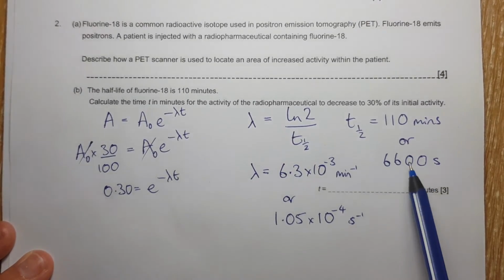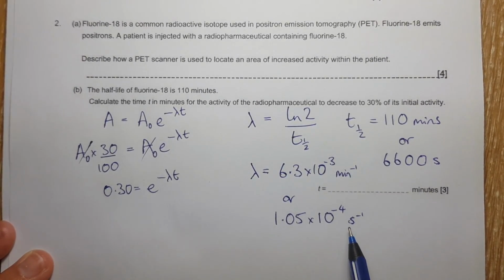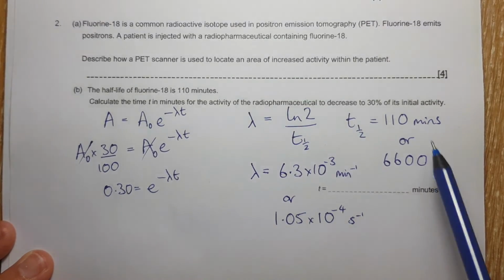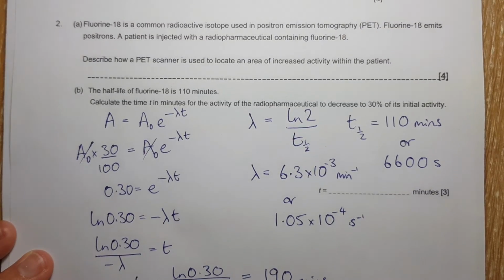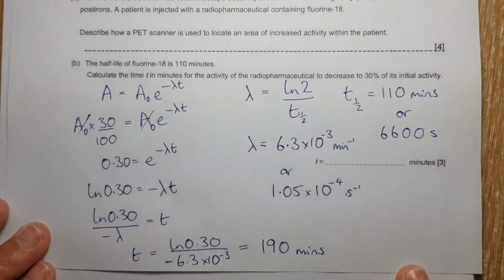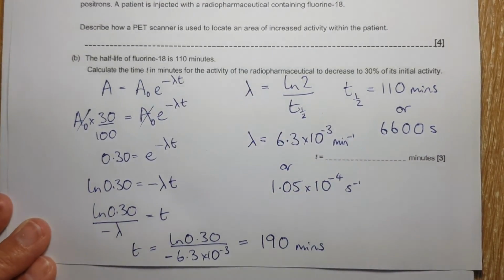But if you did convert to seconds, then you'd end up with seconds to the -1, then you'd end up with seconds at the end, and convert back to minutes. Obviously, you're going to get all the marks there. Okay, this is our second mark then, getting our decay constant. And then finally, working through the calculation, we get 190 minutes.